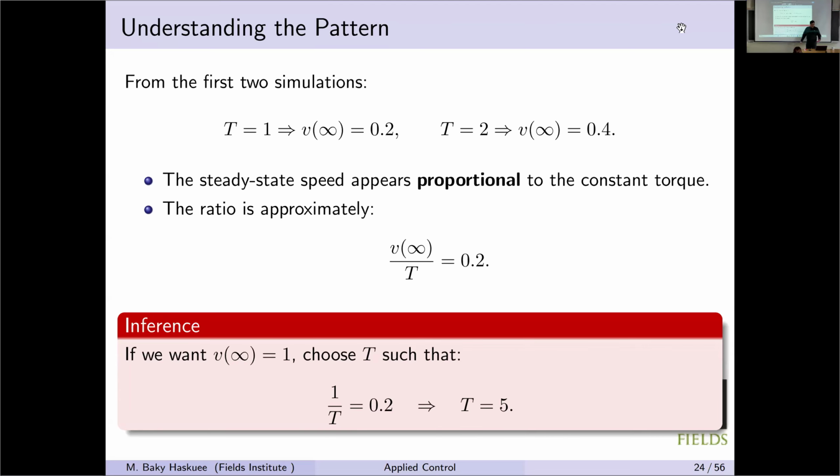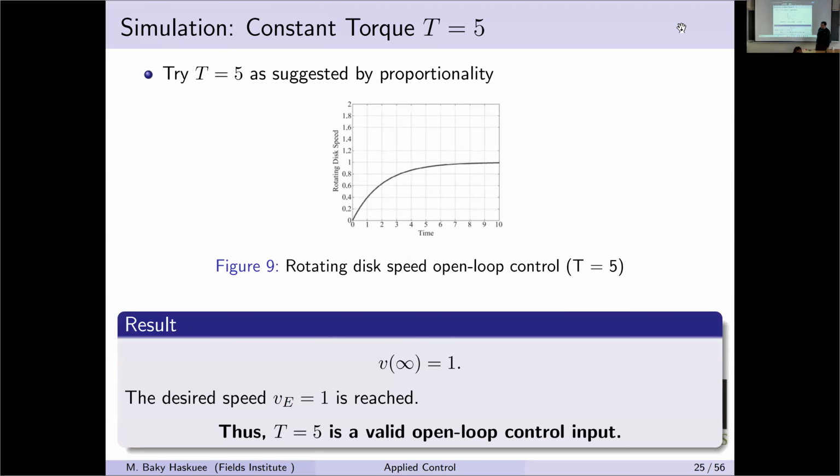Now I simulated the model when T is equal to 5. So I set T equal to 5. This is my initial knowledge or prior knowledge, and parameters are part of my prior knowledge. Then I set the system and simulated. So this is the performance of the disk, or the speed of the disk over time. As you see, after 10 minutes the speed reaches 1, which is my expected value. Why? Because I set the torque equal to 5.